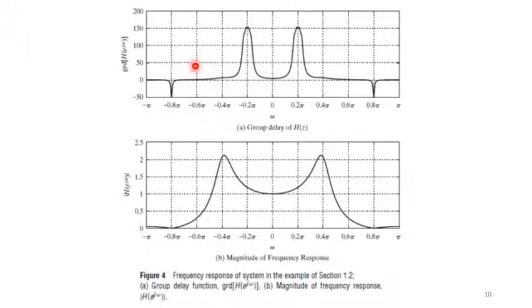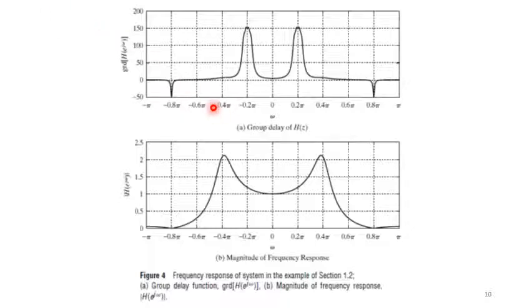Shown on this slide are two graphs. The upper one is the group delay of the system we presented in the previous slide, and the bottom figure shows the magnitude of the frequency response, or the magnitude response.